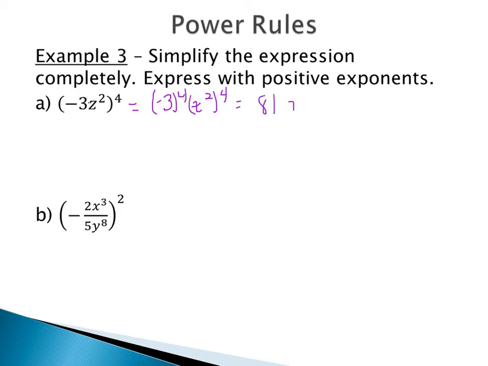For z squared to the fourth, that really means that I'm doing z to the 2 times 4, using the power rule. If we have a power to a power, we're just going to multiply the exponents. So this gives us 81z to the 8th.